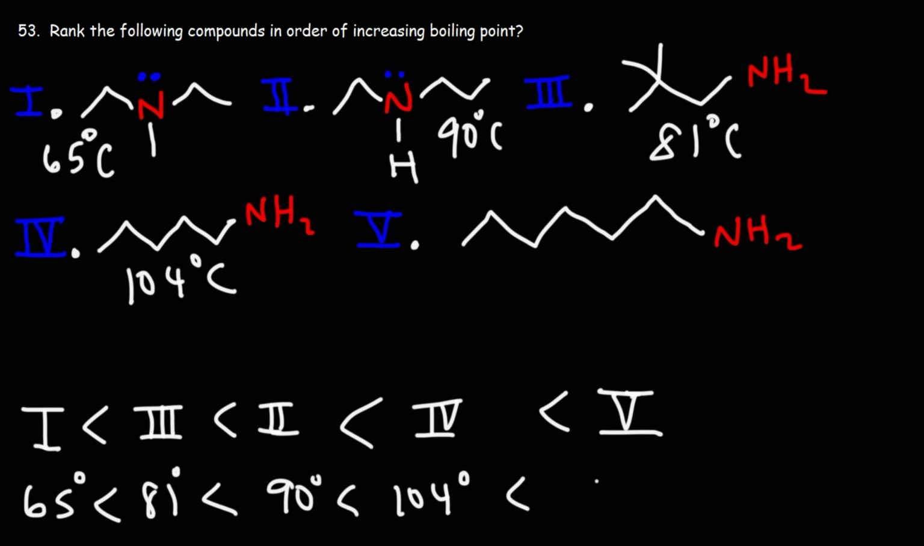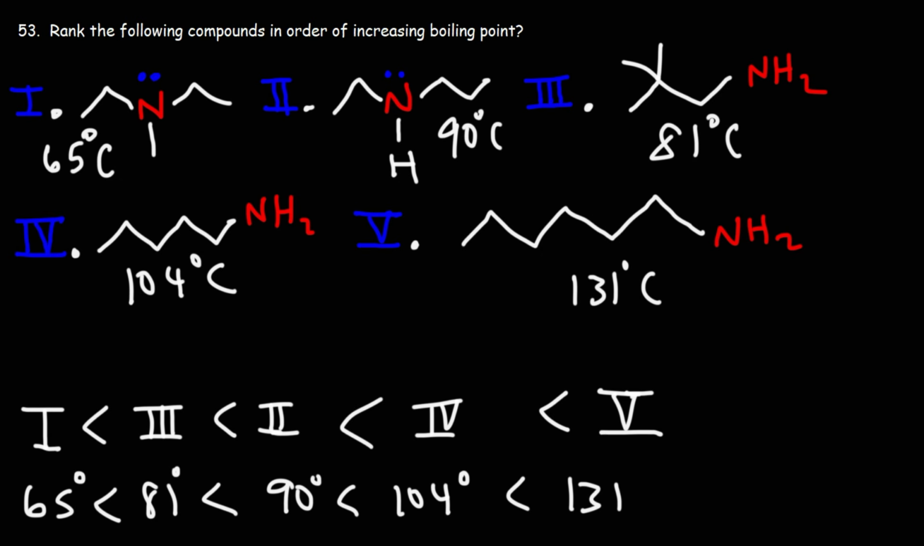And the last one, hexylamine, the boiling point is 131 degrees Celsius. So when ranking compounds in order of increase in boiling point, one of the first things to look for is to see if there's hydrogen bonding, and if there isn't. Molecules with hydrogen bonds usually have a higher boiling point than molecules that do not contain hydrogen bonds.